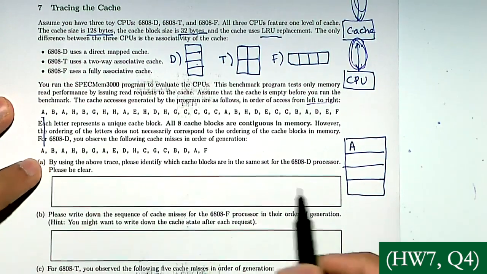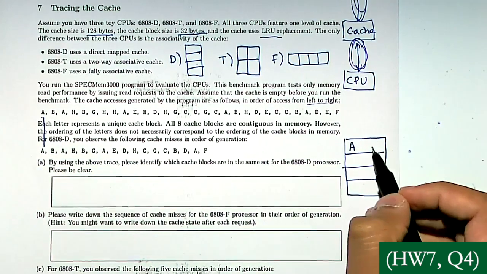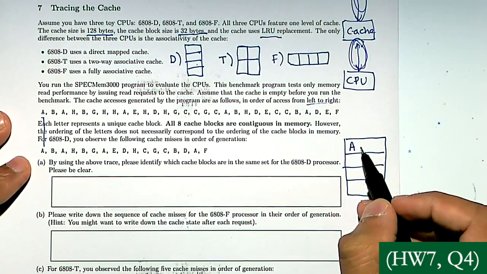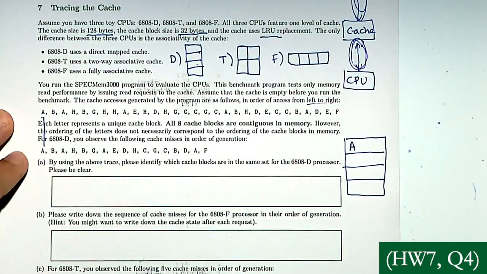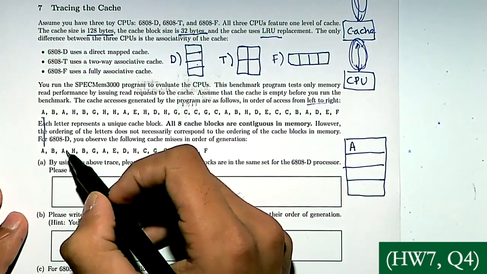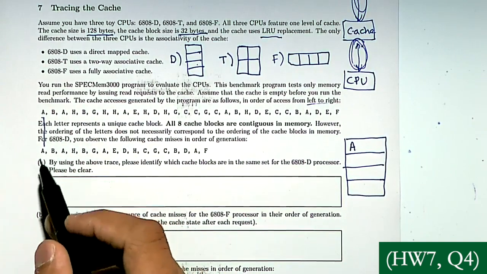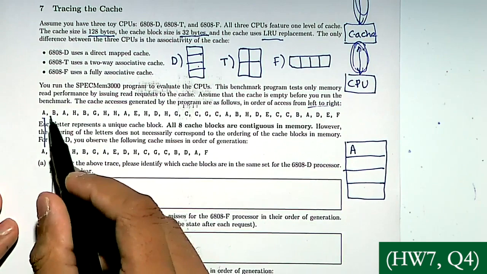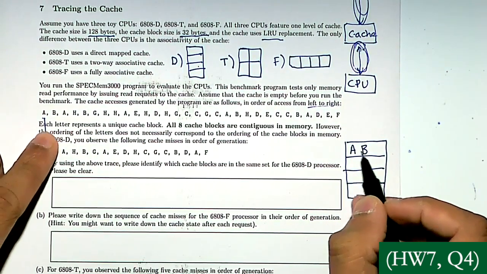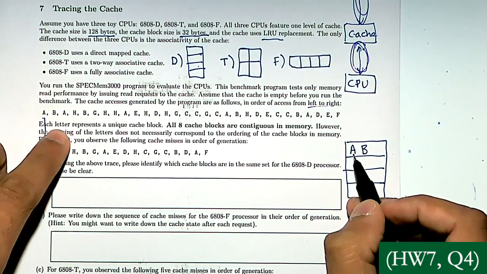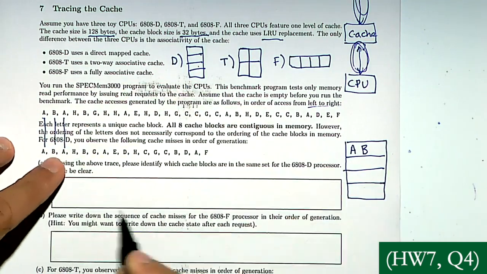Then we have B, and B also generates a miss because it hasn't been seen in the cache yet. But we don't know where it goes because it could be in the same set as A or it could be in a different set. So we're going to leave it alone for now. Then the program requests A again, and A appears to generate a miss. This means that A was kicked out of the cache when B was brought in, because B has been the only thing in between. That tells us that A and B have to belong to the same set, because when B was brought in, A was kicked out, and then A comes back in and generates another miss. So this sequence of misses comes from these.